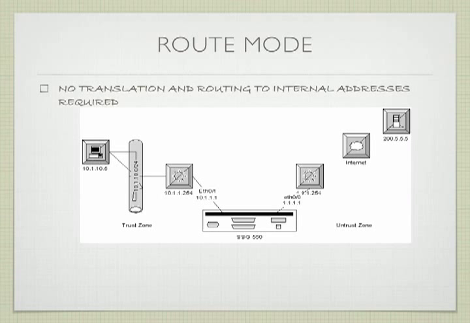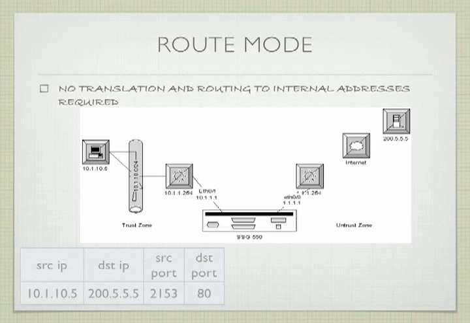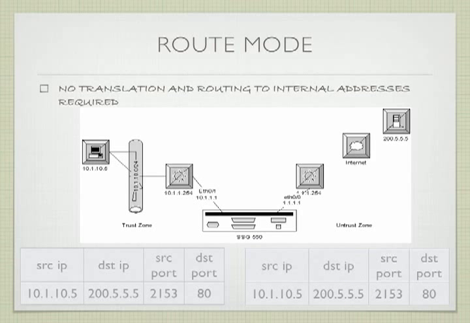If you're doing internal addresses, you obviously don't want to be translating in most cases. So here we have our traffic coming out again, and if we're in route mode, it's going to not change that at all. And of course, as soon as this traffic hits the internet router, 10.1.10.5 is not routable on the internet, and it will be black holed by the internet facing router.